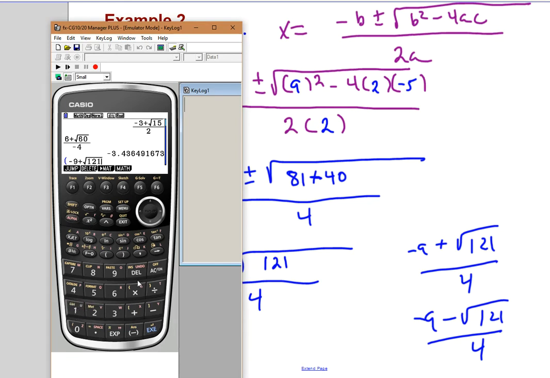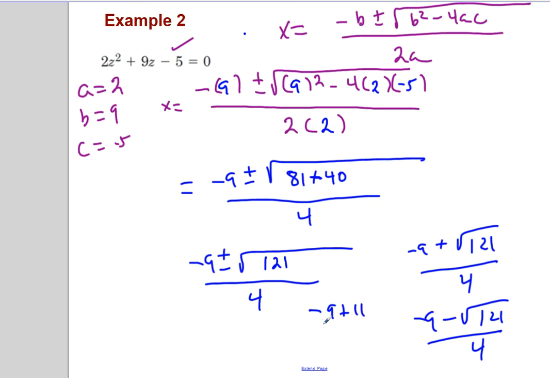Y'all use the TI, but it's going to be similar. I'm typing it as if I'm using a TI. This calculator has a different feature. The reason it's 0.5 is because when you do the square root of 121, it is 11. Have those perfect squares memorized. So that's negative 9 plus 11 over 4, and negative 9 minus 11 over 4. That's going to be 2 over 4.